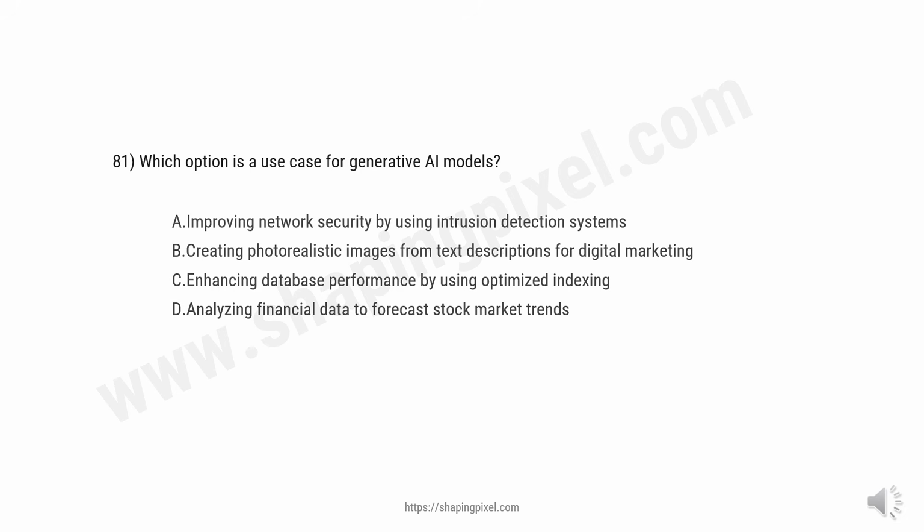Question number 81. Which option is a use case for generative AI models? Option A, improving network security by using intrusion detection systems. Option B, creating photorealistic images from text descriptions for digital marketing. Option C, enhancing database performance by using optimized indexing. Option D, analyzing financial data to forecast stock market trends. And the correct answer is Option B. Creating photorealistic images from text descriptions for digital marketing.